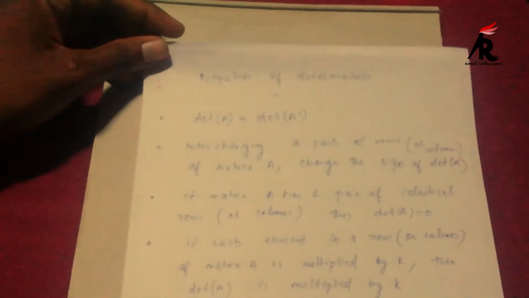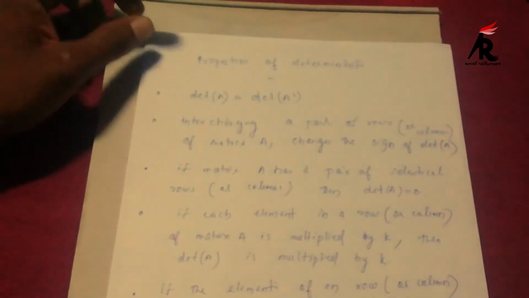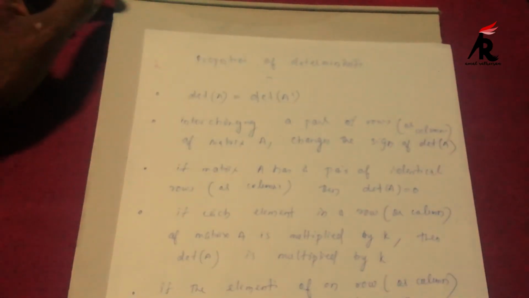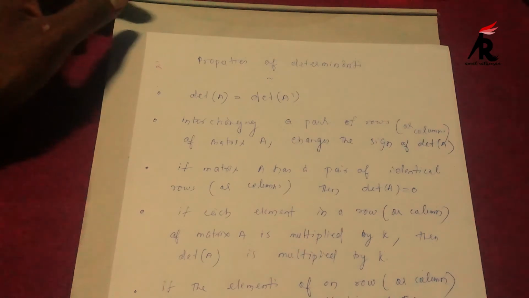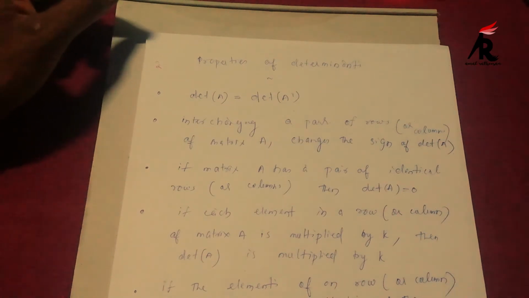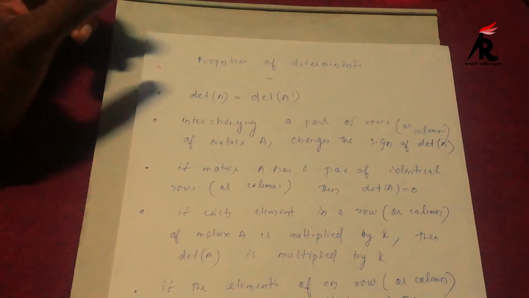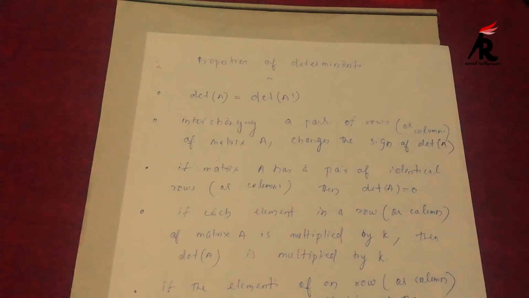So that's over, and we have to discuss a few properties of determinants. The first property is determinant of A equals determinant of A transpose. A transpose means interchanging the rows and columns. We have matrix A, and if you need to find the transpose, just change the rows into columns.